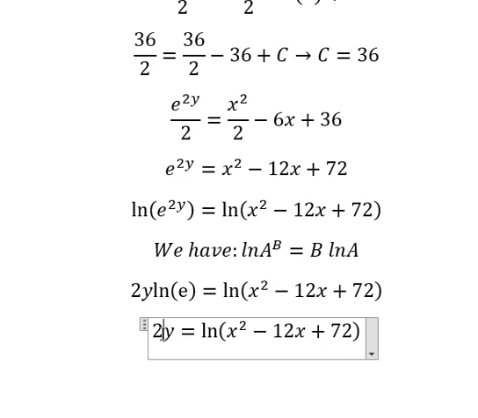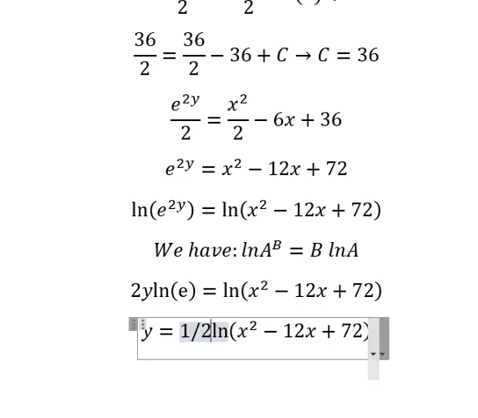Next, we divide both sides by 2. And this is the final answer.